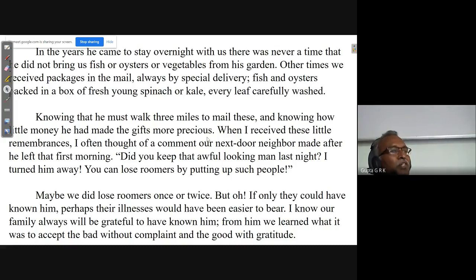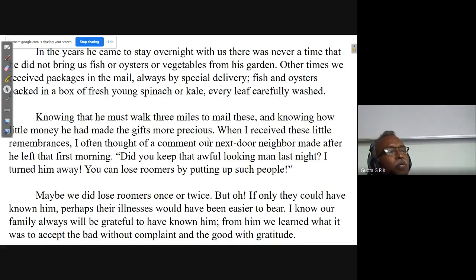When I received these little remembrances, I often thought of a comment our next door neighbor made after he left that first morning. "Did you keep that awful looking man last night? I turned him away. You can lose roamers by putting up such people." Maybe we did lose some roamers once or twice, but oh, if only they could have known him, perhaps their illness would have been easier to bear. I know our family always will be grateful to have known him.